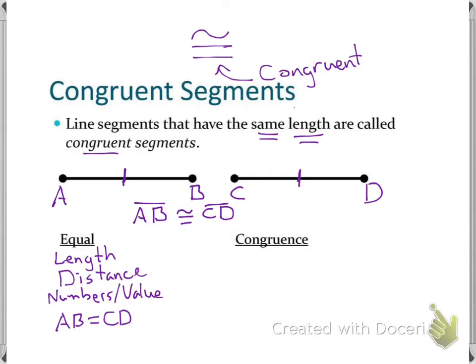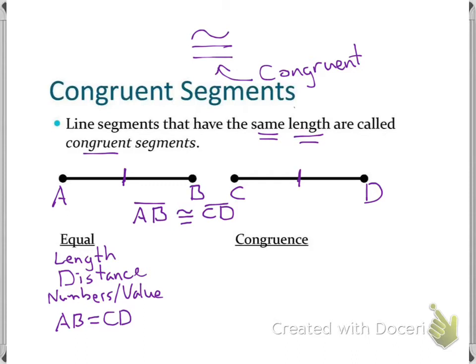Think about the way you drive to school. You travel to school or walk to school, however you get to school. You leave your house, you get to school. You covered some distance, some length. When you come home, if you come home the same way, it's the same distance, it's the same length. So the distance to school is equal to the distance back home.